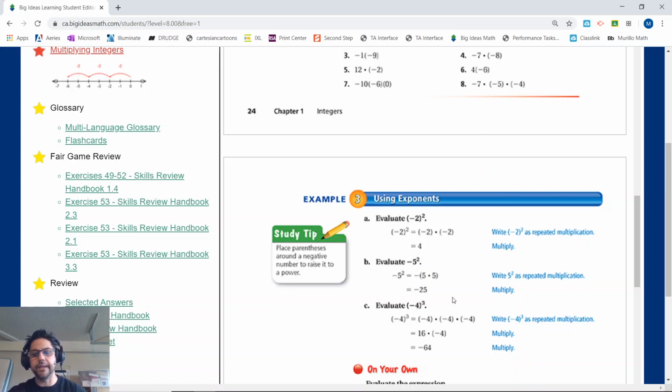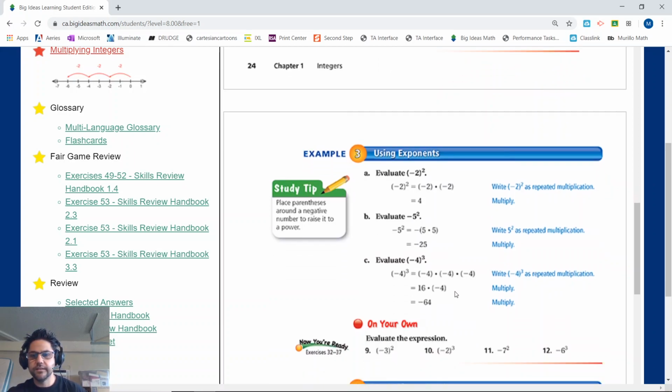Exponent of 3, that means write it 3 times. That's how they get the 16. Negative times negative is a positive 16. Multiplied by negative 4 gives you negative 64. And if you can memorize that one, it'll help you out in 8th grade so much.